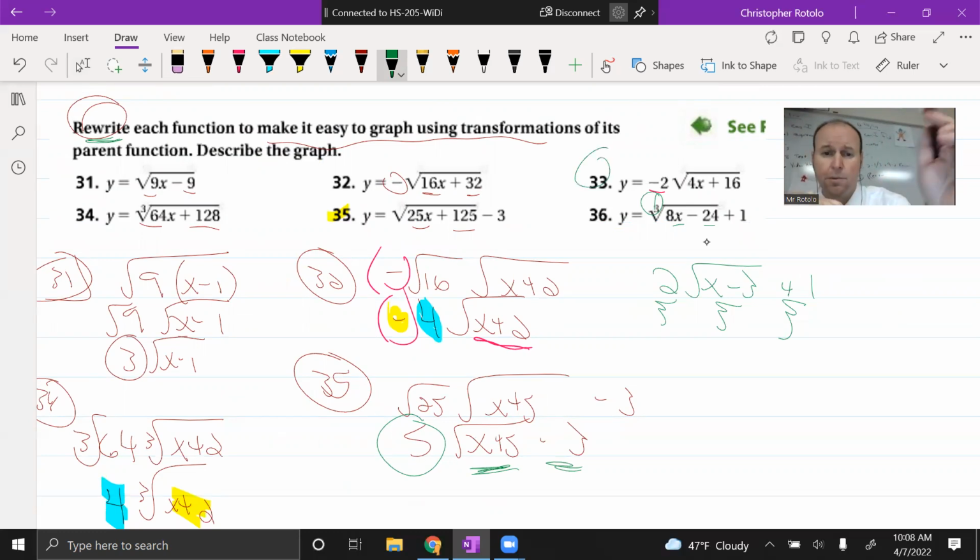So you do have 33 we didn't touch on if you want to try that. And I guess 36 we did. But that's it. We'll work on it in class. Unless you're not in my class, hopefully it helped.